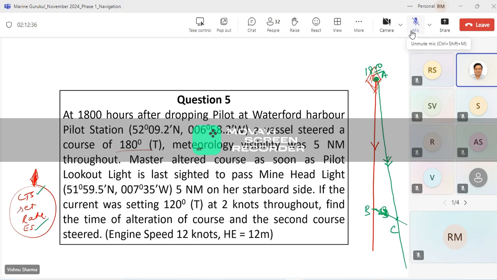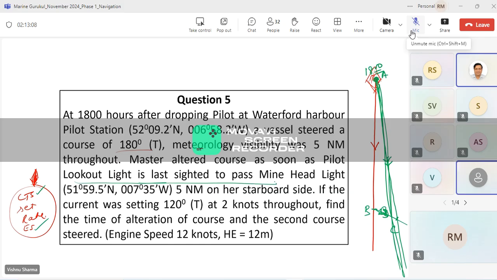So when the master alters the course, do you agree the vessel will be somewhere on line AC? Yes or no? Yes. When the master alters course, the vessel will be somewhere on line AC. Am I right? Guys, everybody agrees the vessel will be on line AC when the course is altered. Yes, sir. And he says at that time, the lookout light is last sighted.